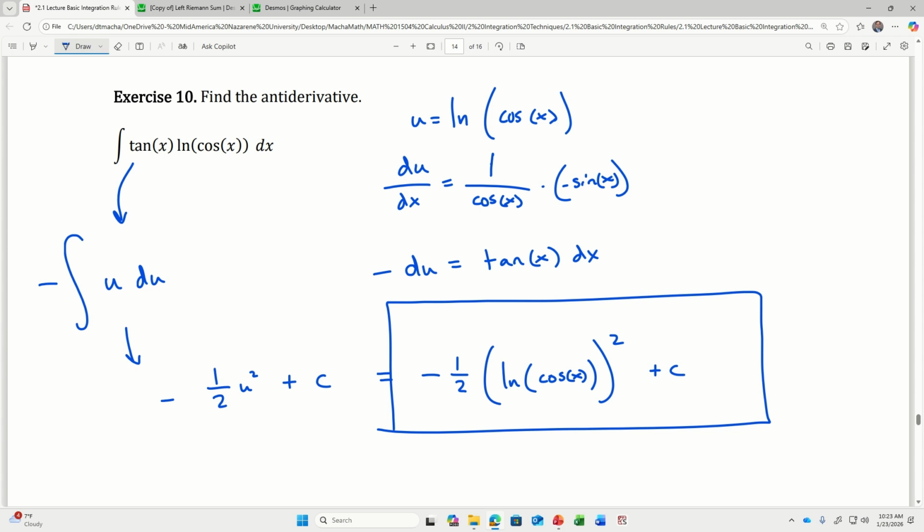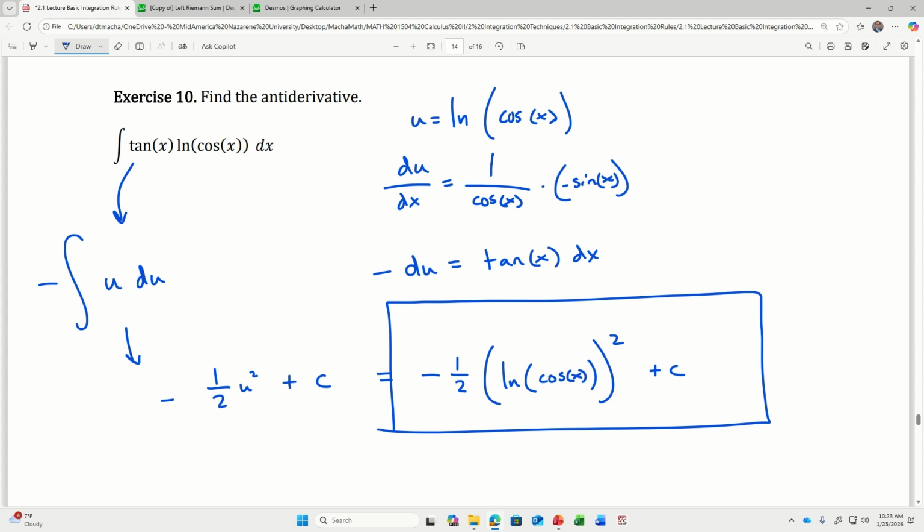Antiderivatives are really difficult, right? In calculus 2, we find a lot of antiderivatives, and it's really tough. It's harder than finding derivatives. But the good news is that you can always check your work after you find an antiderivative by just taking the derivative of your answer.